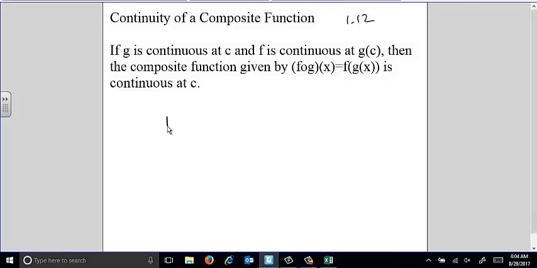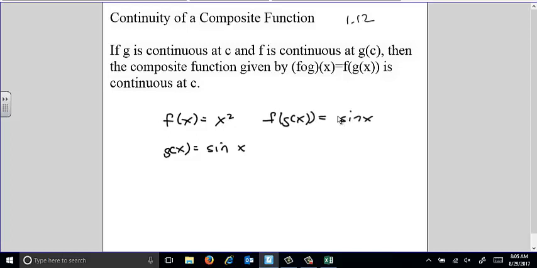Let's say f of x equals x squared, which is continuous because it's a polynomial. And let's say g of x equals the sine of x. So if you do f of g of x, you substitute for x, you put g of x into the function f of x, so it becomes sine of x squared. So what it's saying is that if this is continuous, which it is, and if this is continuous, which it is, then the composite function sine of x quantity squared is also continuous.